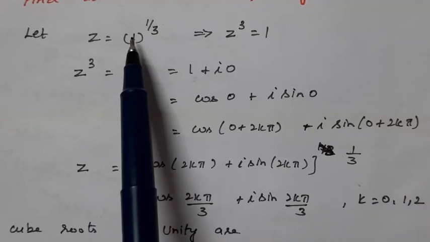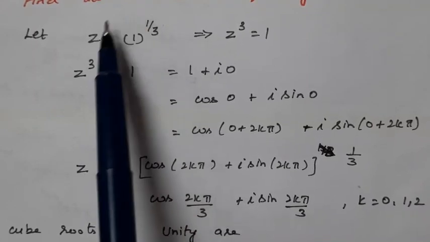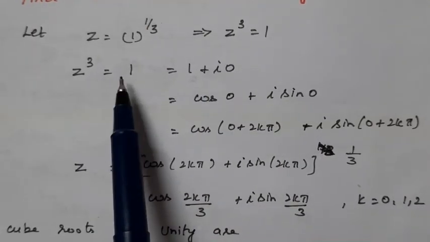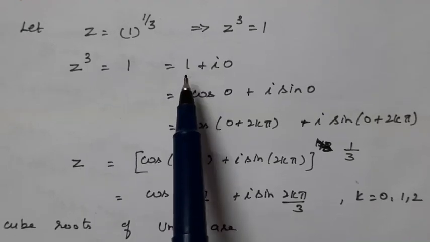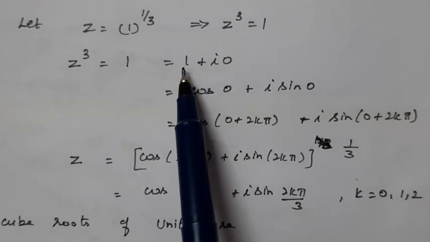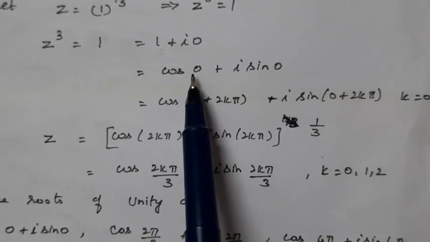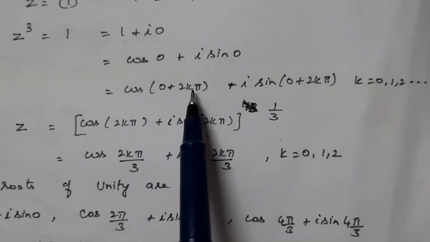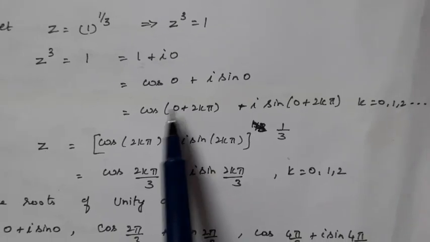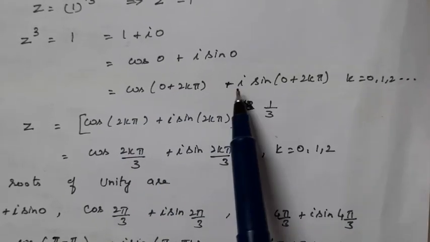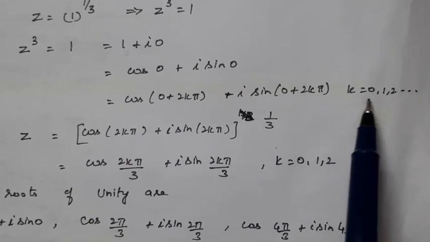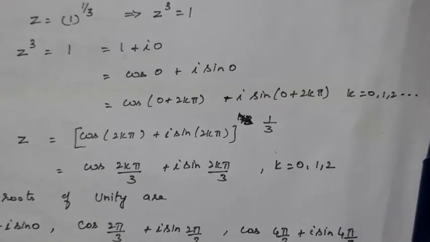Now z is equal to 1 to the power 1 by 3, which implies z cube is equal to 1. Here, 1 can be expressed as 1 plus i0. Again, 1 is nothing but cos 0 and 0 is sin 0. So directly we can represent it in polar form, and by adding 2k pi we have converted it to the general form, that is cos(0 plus 2k pi) plus i sin(0 plus 2k pi), where k takes values 0, 1, 2, 3 etc.